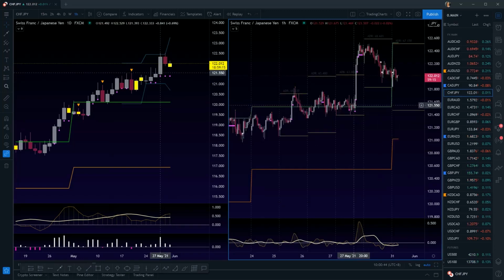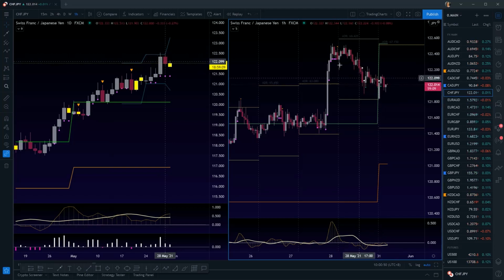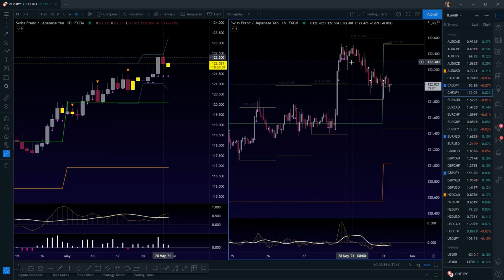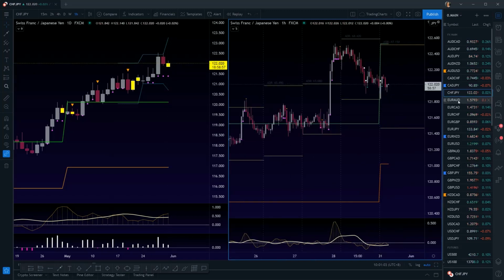Swiss Yen, this was a huge impulse. Last Friday was just an entire day of grinding downwards, a pullback. Is there some more upside? I don't know. This is a very deep pullback, so I wouldn't want to trade this now.